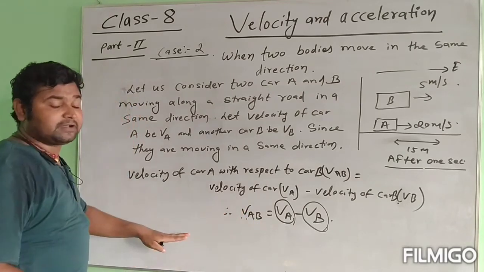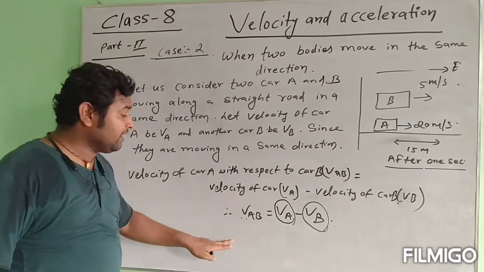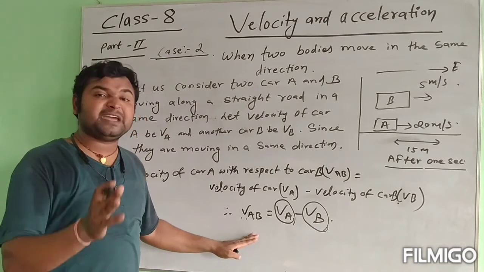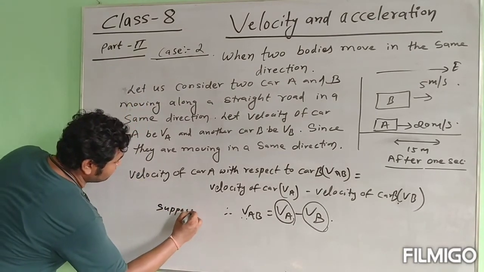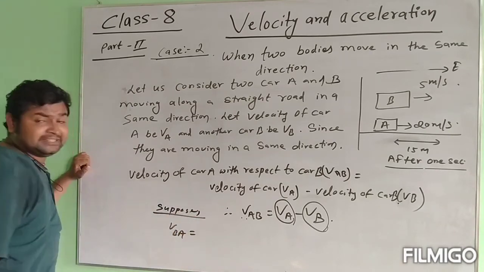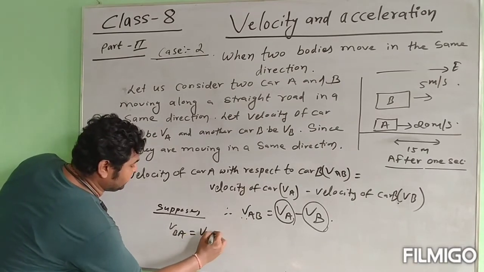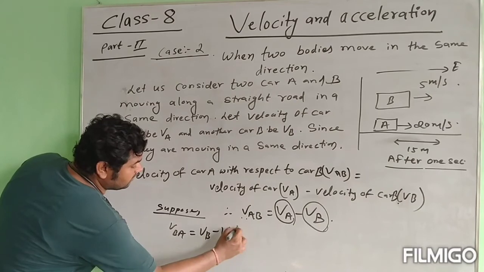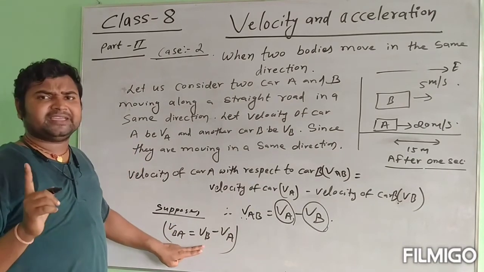What is the velocity of car A with respect to B? But when the question is B with respect to A, suppose the velocity of car B with respect to A, at that time we have to write the velocity of B minus the velocity of A, in this way. So at that time we have to be careful.